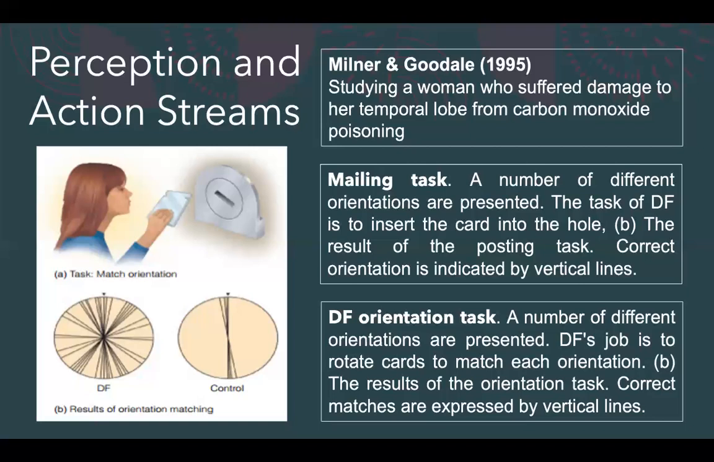So even though DF could not turn the card to match the slot orientation, once she started moving the card toward the slot, she was able to rotate it to match the orientation of the slot. Thus, DF performed poorly in the static orientation matching task, but did well as soon as action was involved. So the researchers then interpreted DF's behavior as showing that there is one mechanism for judging orientation and another one for coordinating vision and action.